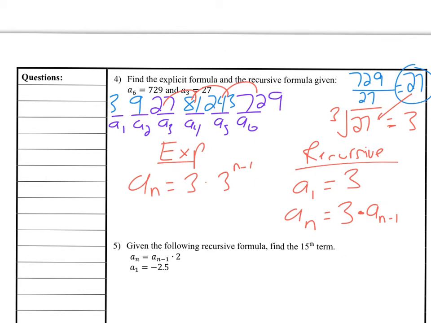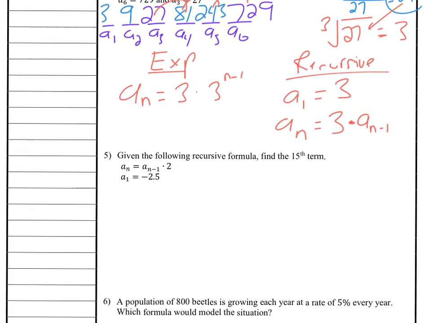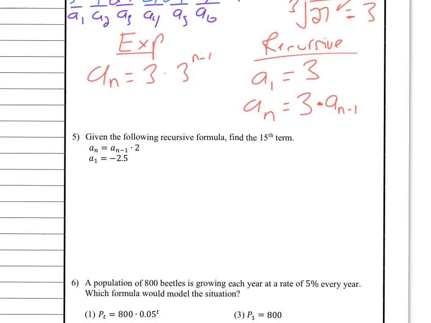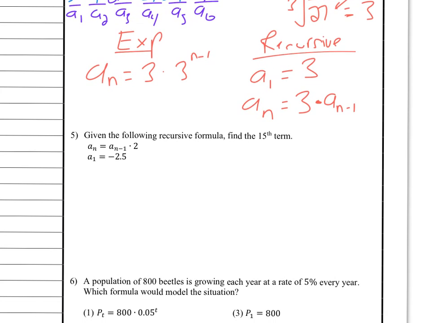Okay, given the following recursive formula, find the 15th term. So you can choose crazy here. I mean, you really can. You can choose crazy on a problem like this, and you can multiply times 2, 15 times. So negative 2.5 times 2, and then that times 2 times 2 times 2 times 2 times 2 times 2.